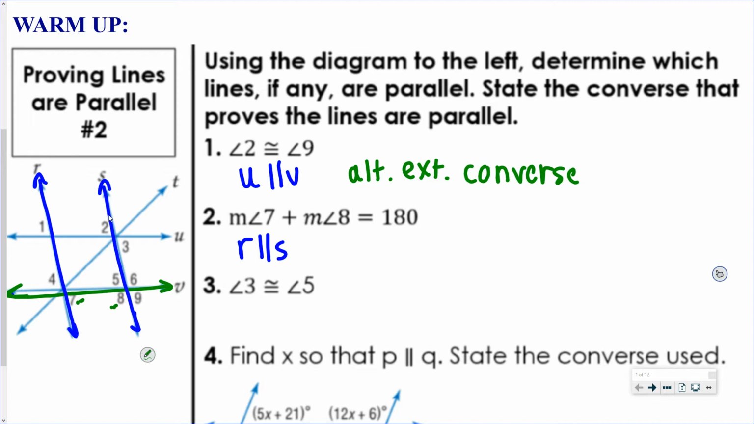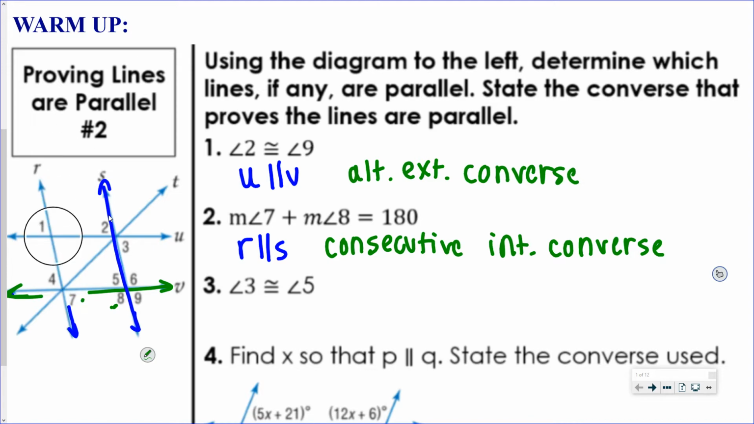Tyson? Consecutive interior angle converse says if you have a pair of consecutive, meaning on the same side of the transversal, interior angles inside the parallel lines, if you have a pair of consecutive interior angles that add up to 180, then the lines are parallel.